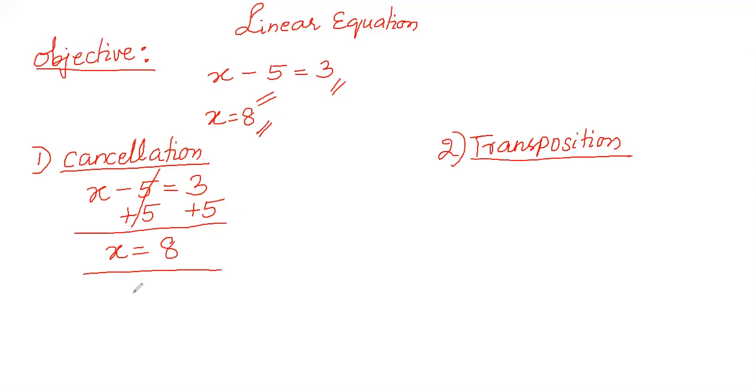Now you can cross check. You plug in the value of 8 in that equation, x minus 5 is equal to 3. So it is balanced, right? This is the cancellation method. You cancel them.